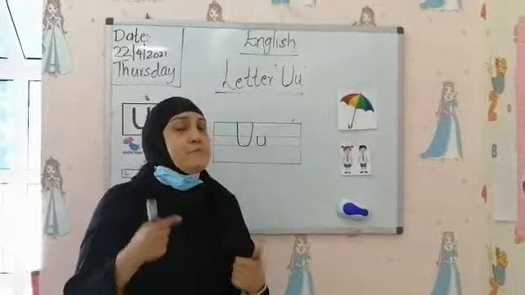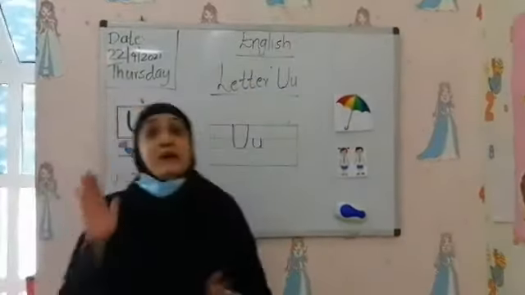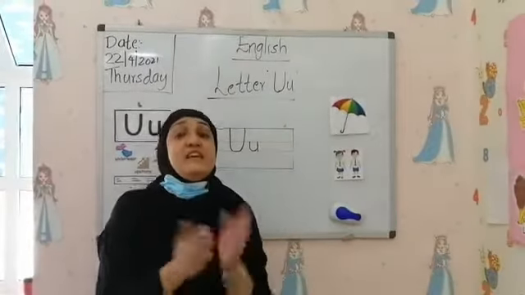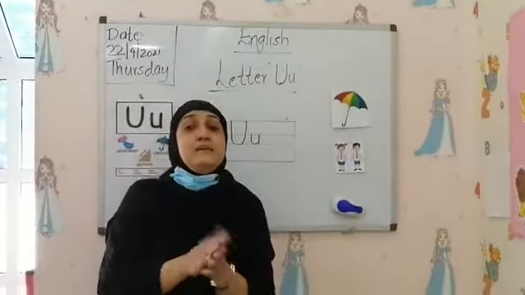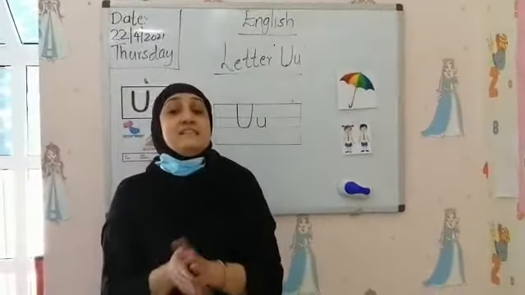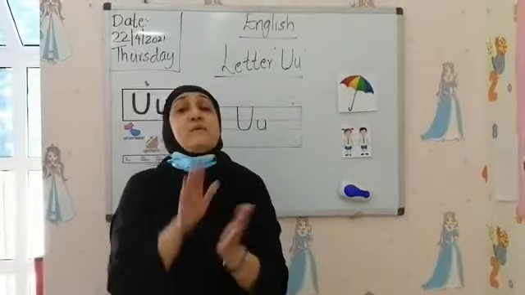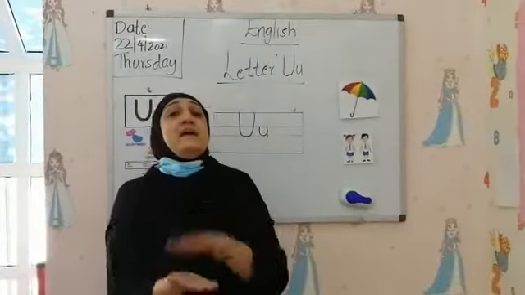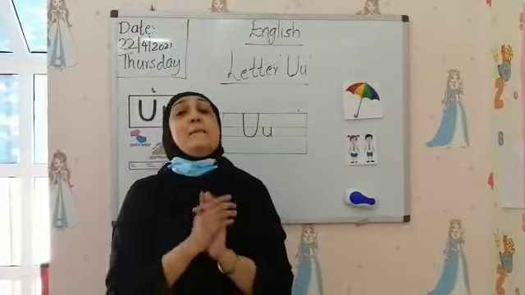Are you ready? Before I revise the letters, let's sing the ABCD song. A, B, C, D, E, F, G, H, I, J, K, L, M, N, O, P, Q, R, S, T, U, V, W, X, Y, and Z. Now I know my ABC. Next time, won't you sing with me?